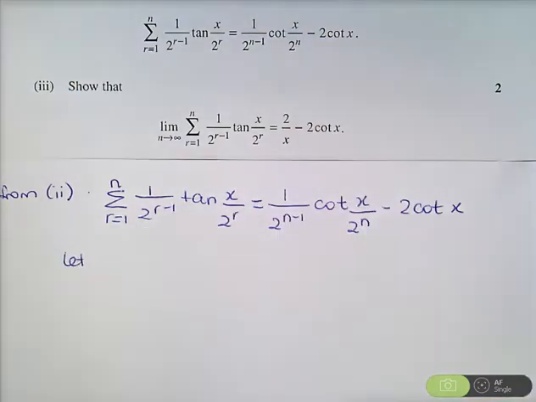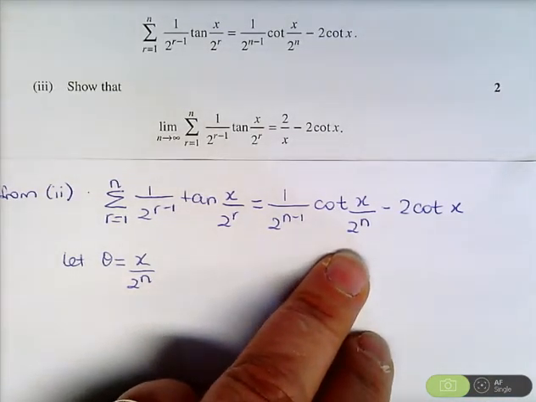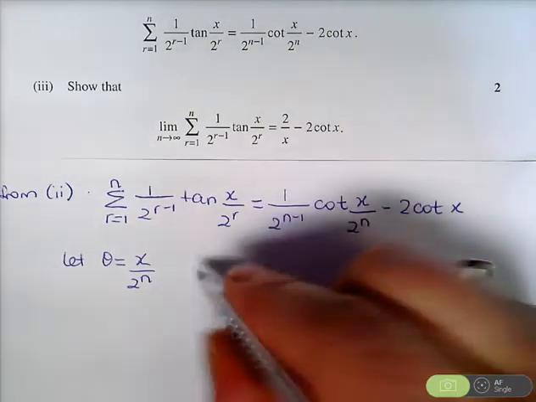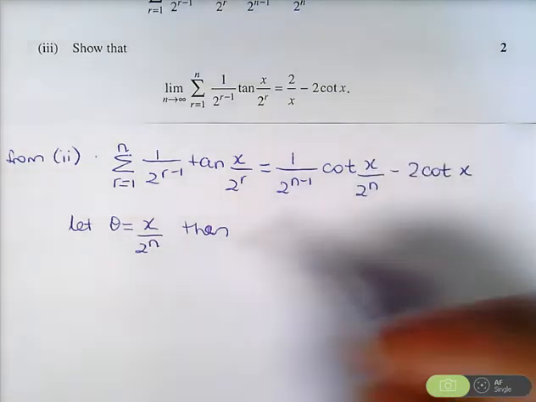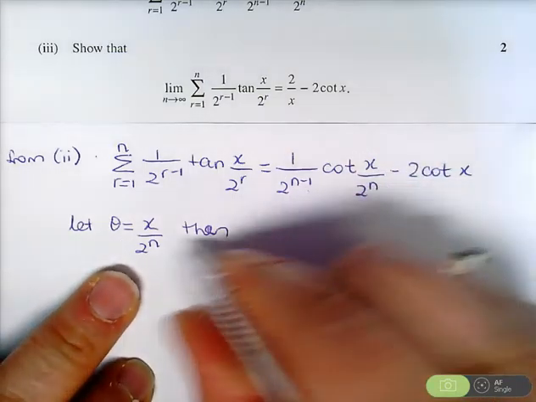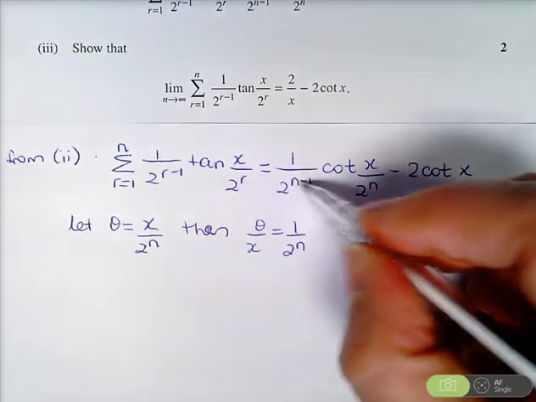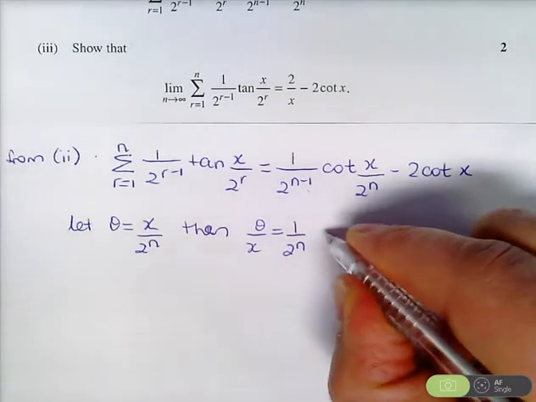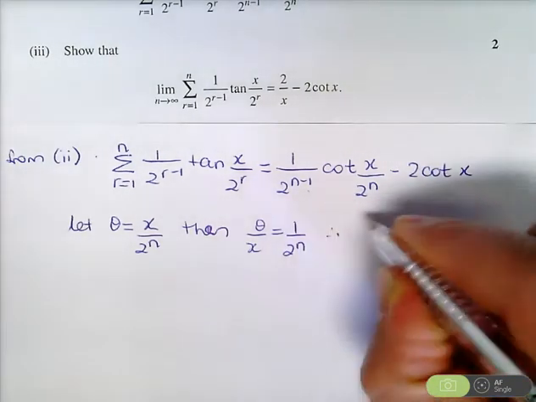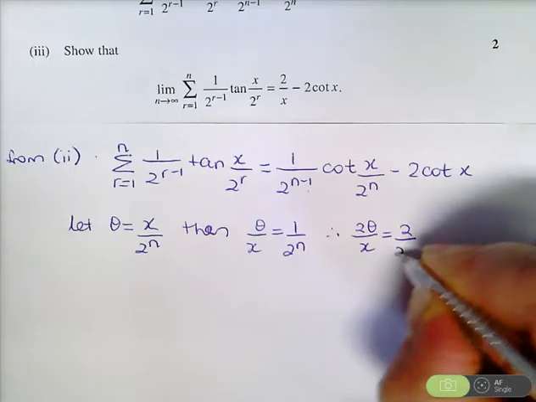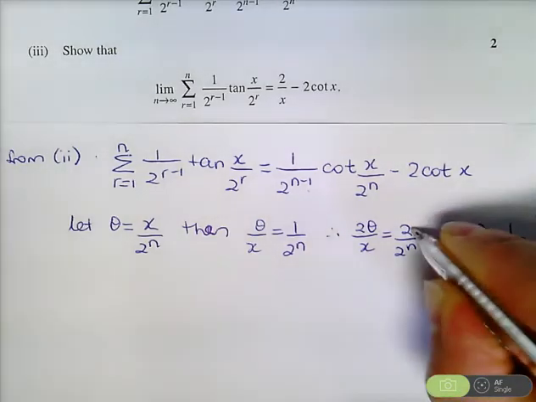Now if we let theta equal x over 2^n, we want to write this in terms of theta as well. Then theta over x is 1 over 2^n. Notice we've got 1 over 2 to the power of n minus 1. So multiplying both sides by 2, 2 theta over x equals 2 over 2^n. So 2 theta over x is 1 over 2 to the power of n minus 1.